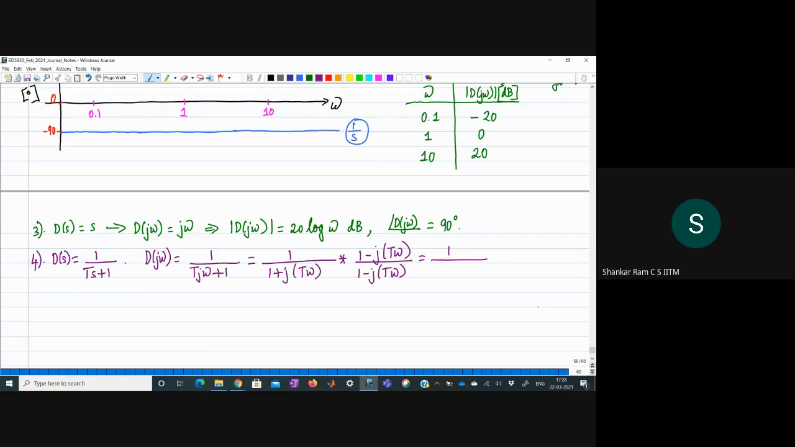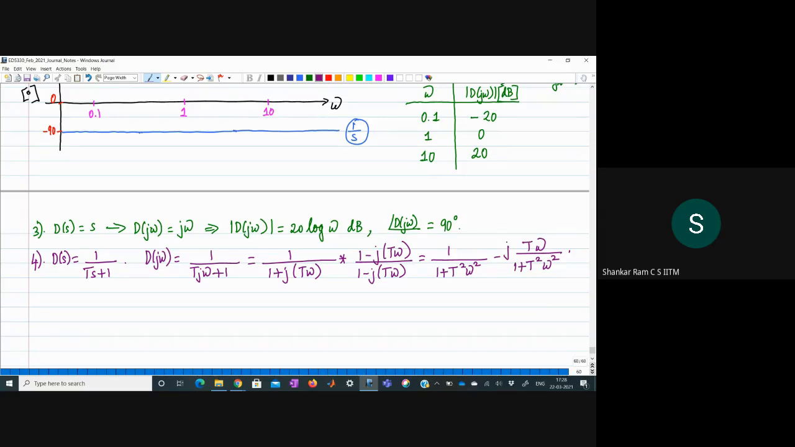As a recap, a plus bj times a minus bj will be a squared plus b squared. So when we multiply with the complex conjugate, the denominator becomes 1 plus T squared omega squared. I'm sure that is clear to all. And I can split it into the real and the imaginary part in this way, just for demonstration. So this will be the real part and the imaginary part of this particular factor.